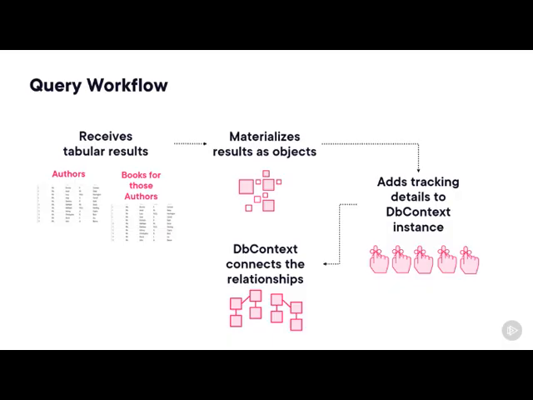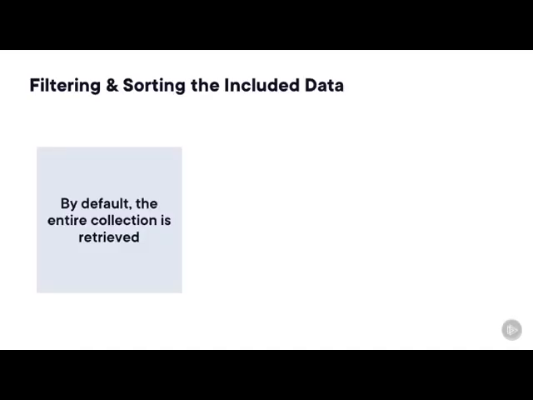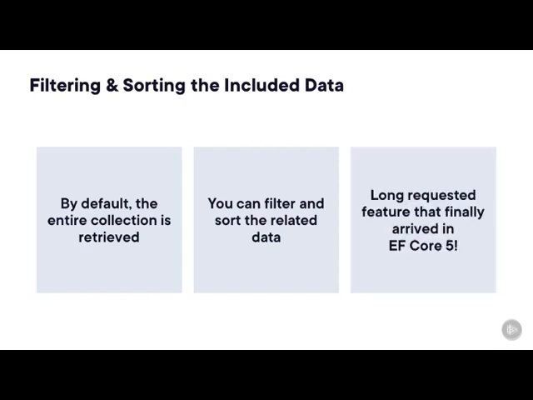Remember when we looked at the query workflow earlier in this course, the last piece of that was that the DbContext would connect any related objects that came back from the query. And that's how the author objects knew which books belonged in its collections. By default, Include with a navigation collection, such as the Books property, brings back all of the items in that collection. But it is possible to filter and even sort that included data. And this capability is a huge deal for people who have been working with EF or EF Core for any amount of time. Filtering and sorting the included data has only been a possibility since EF Core 5.